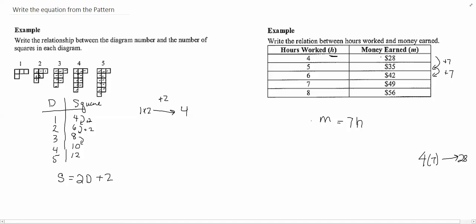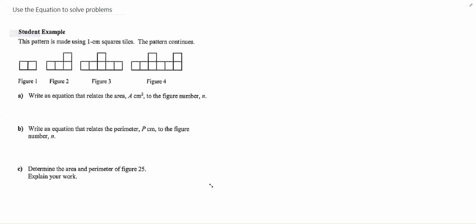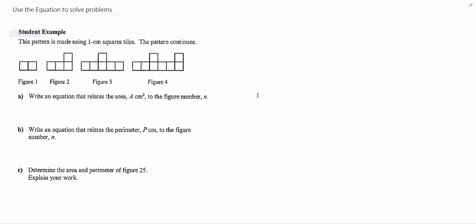Let's look at another example. We've just done that one, so we'll go to here, and I'm just going to stretch this out a bit, make it a bit bigger. So, student example. This pattern is made using 1 centimeter square tiles, and our pattern continues. So let's start again. This time, rather than diagram number, we have our figure number, and we have the number of squares again. So figure number 1, 2, 3, and 4.